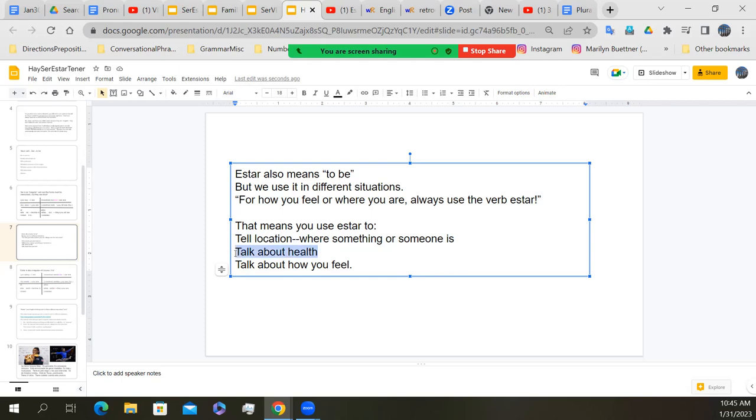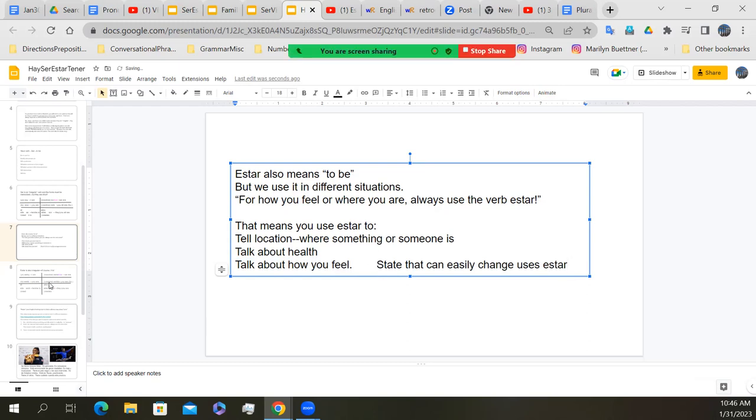We use it to talk about health. Estoy bien. I am well. Estoy enfermo. I am sick. We use it to talk about how we feel. So happy. We talk, oh, emotions. How you feel. Happy, sad, worried, busy, temporary states, emotional things, things that are easily changed. Okay. A state that can easily change uses estar. It uses estar.